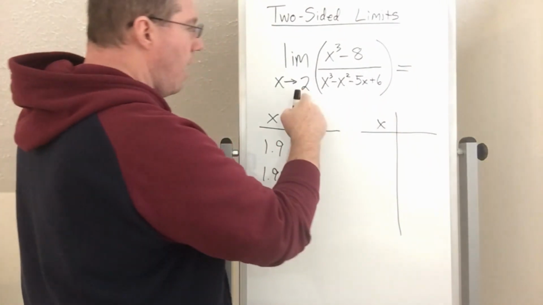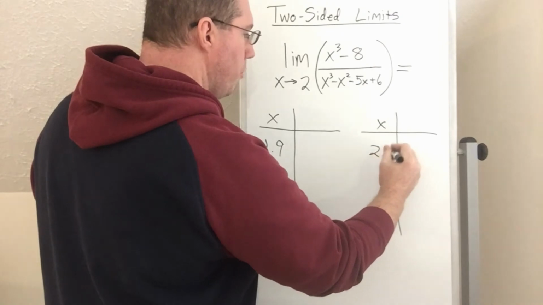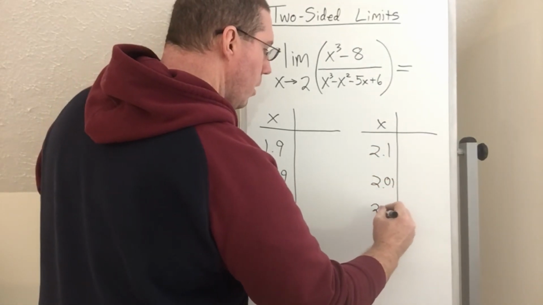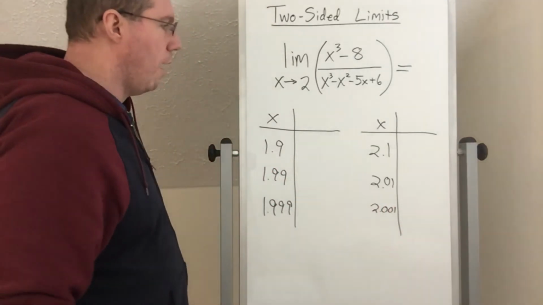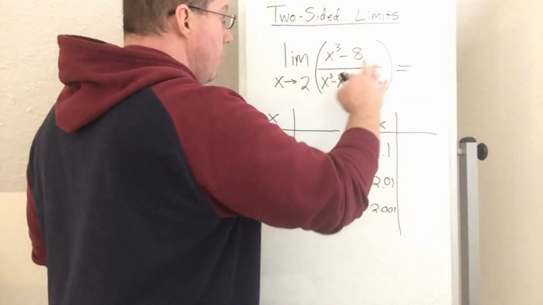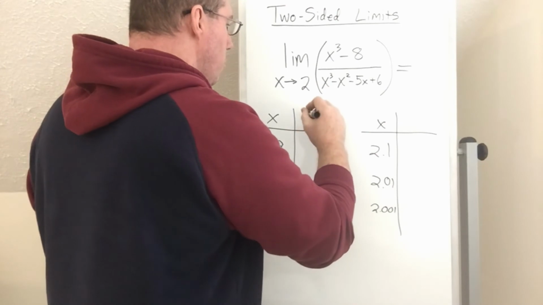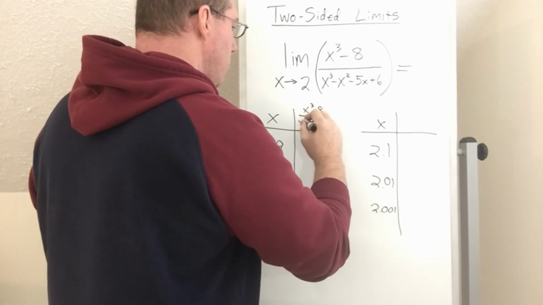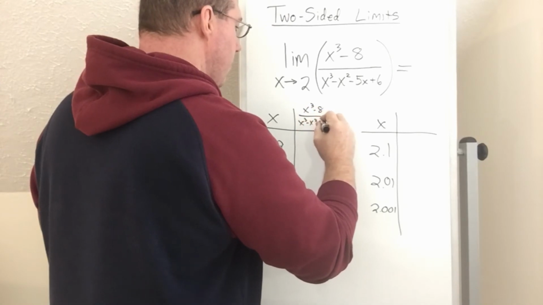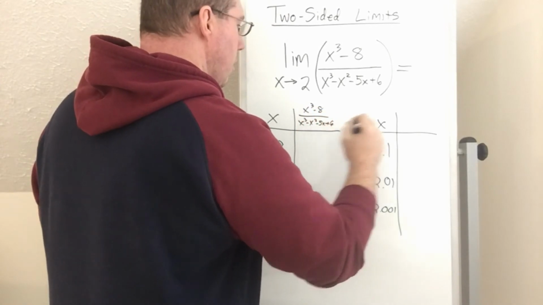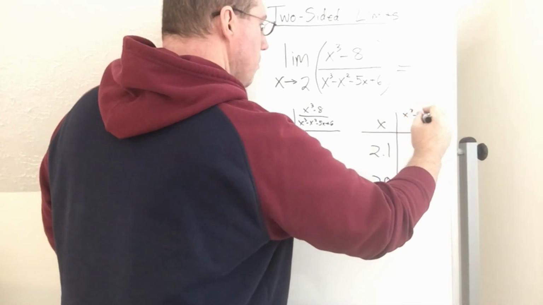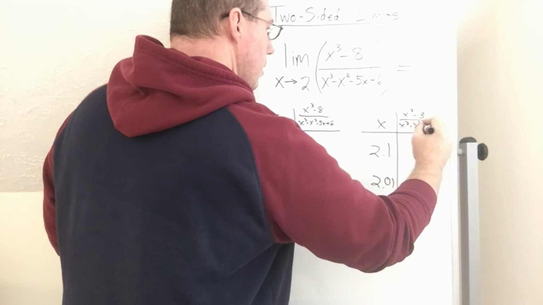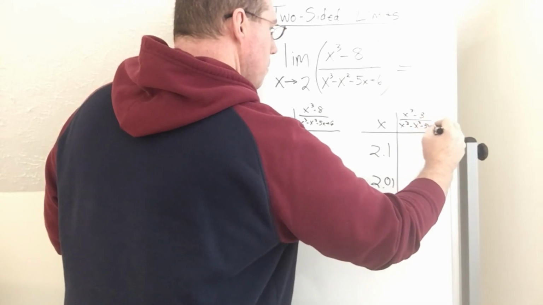And then on the right side of 2, why don't we put in 2.1, then 2.01, and then 2.001, right? And we're going to have to plug them into this crazy function right here, which is x cubed minus 8 over x cubed minus x squared minus 5x plus 6. Okay, and we got to kind of do that on both sides. x cubed minus 8 over x cubed minus x squared minus 5x plus 6.